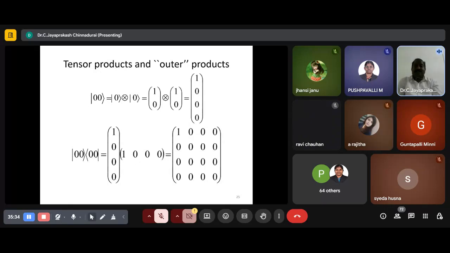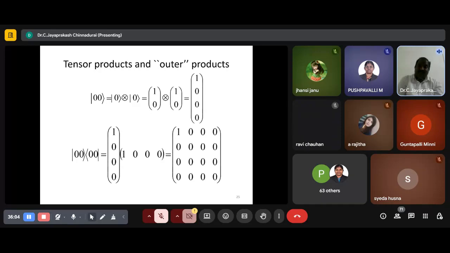Take one more example for the tensor product and outer product. We have two inputs, ket of 00, that is equal to ket of 0 cross product ket of 0. That means we get [1 0] and [1 0], and we can represent that in column form, that is 1 0 0 0.